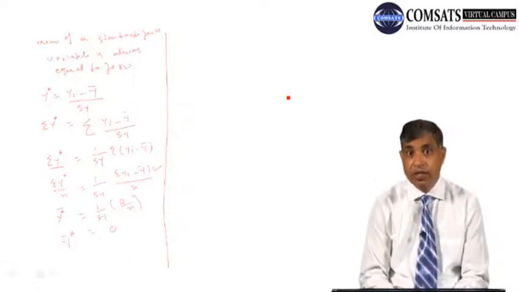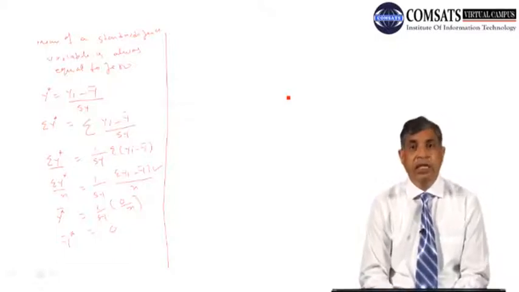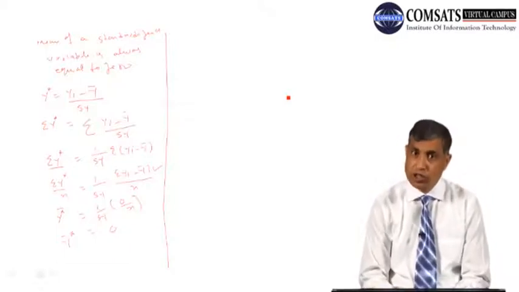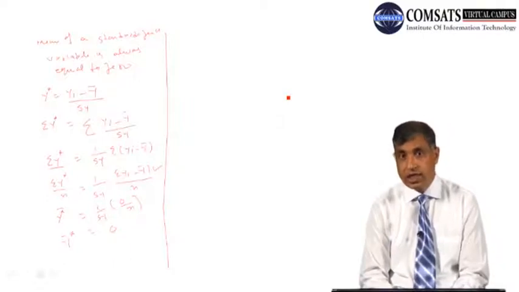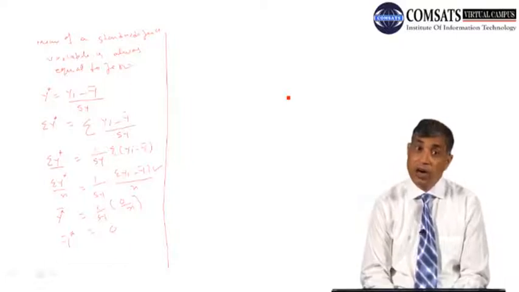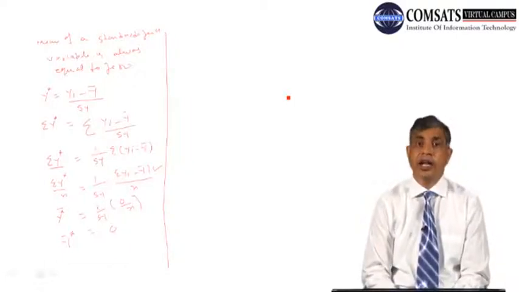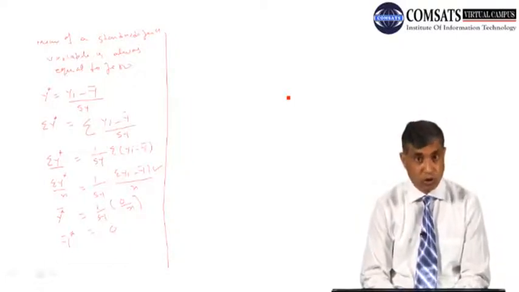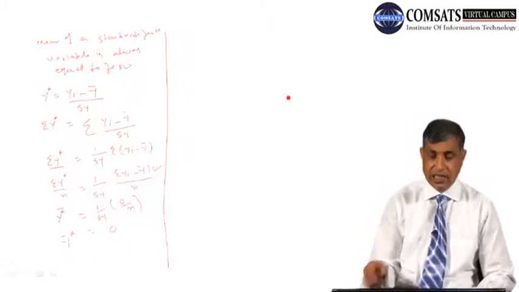The first and fundamental property is that the mean of a standardized variable is always equal to 0. On the other side, now we are going to prove that the variance of any standardized variable is always equal to 1. You can say that this is the standardization.